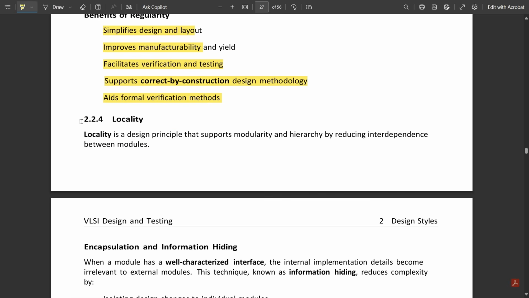So the final type is locality. Locality is a design principle that supports modularity and hierarchy by reducing the interdependence between the modules. Okay, it is the same as modularity and hierarchy, the first two approaches, but there is one change here. That is, it reduces the interdependence between the modules. That is, one module won't be dependent on any other module. Each module would have its specific features, and it won't get affected by any other modules in the design part. Okay.